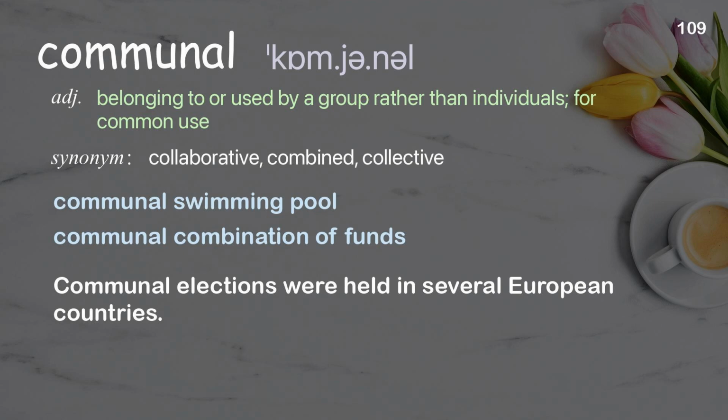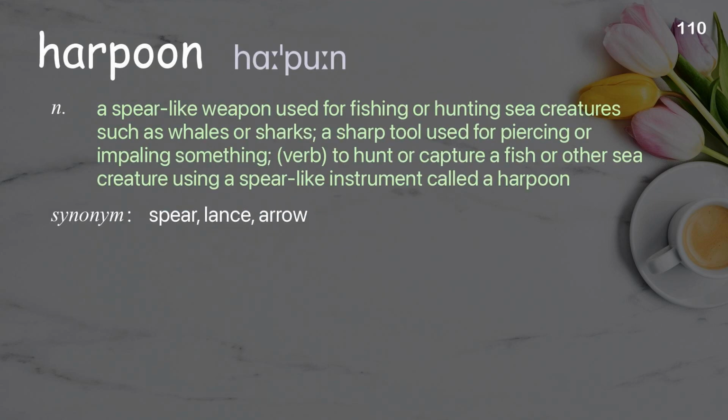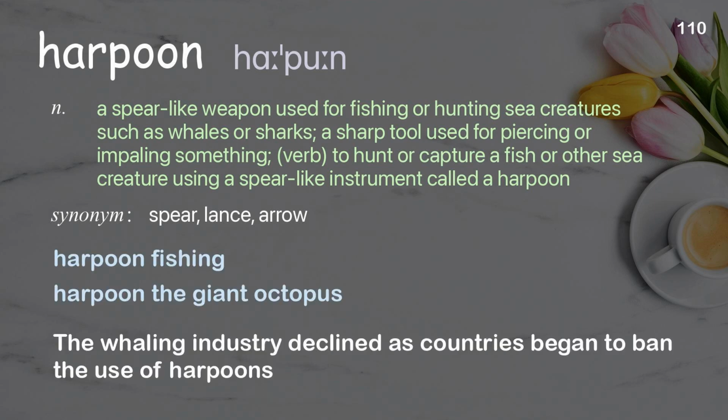Harpoon. A spear-like weapon used for fishing or hunting sea creatures such as whales or sharks. A sharp tool used for piercing or impaling something. Verb, to hunt or capture a fish or other sea creature using a spear-like instrument called a harpoon. Examples: Harpoon fishing. Harpoon the giant octopus. The whaling industry declined as countries began to ban the use of harpoons.